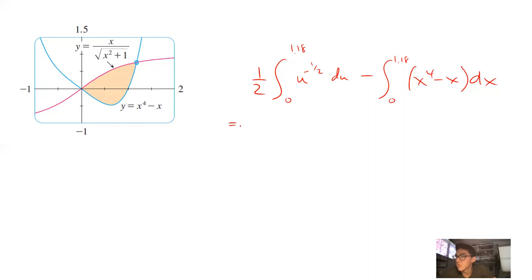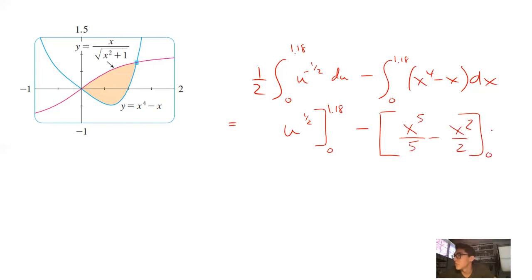And then we're also multiplying by 1/2, so those twos cancel out. Then we just have square root of u, because negative 1/2 plus 1 is 1/2. We still have x squared plus 1, so you can plug that back in. Minus x to the 5th over 5 minus x squared over 2, and that is from 0 to 1.18.